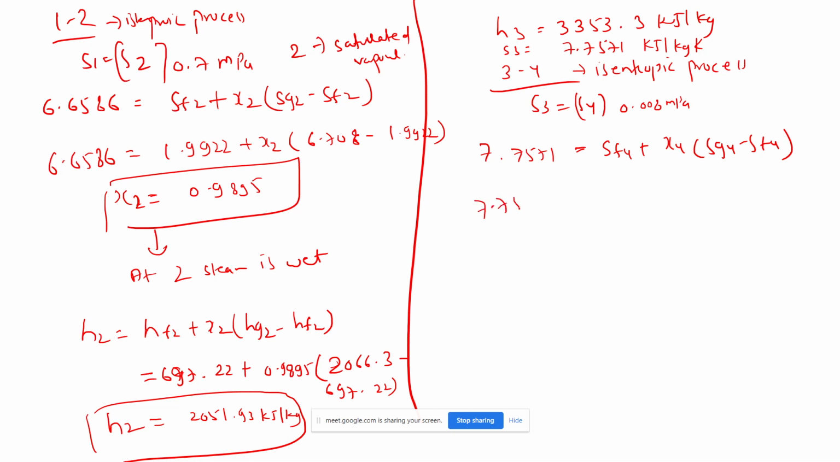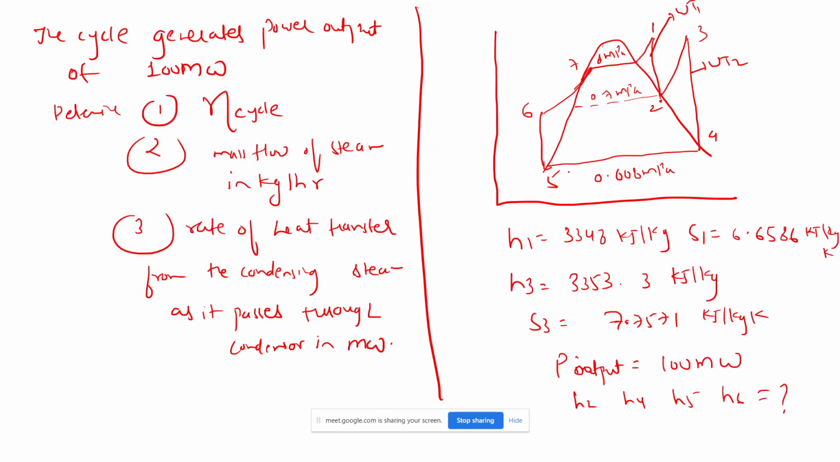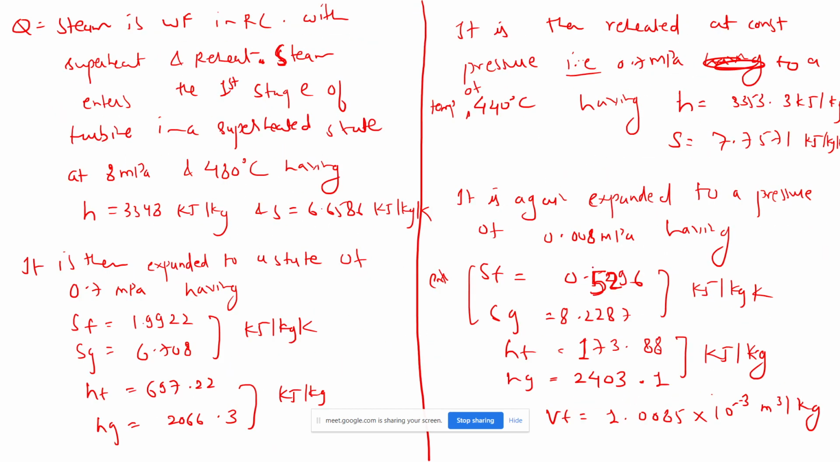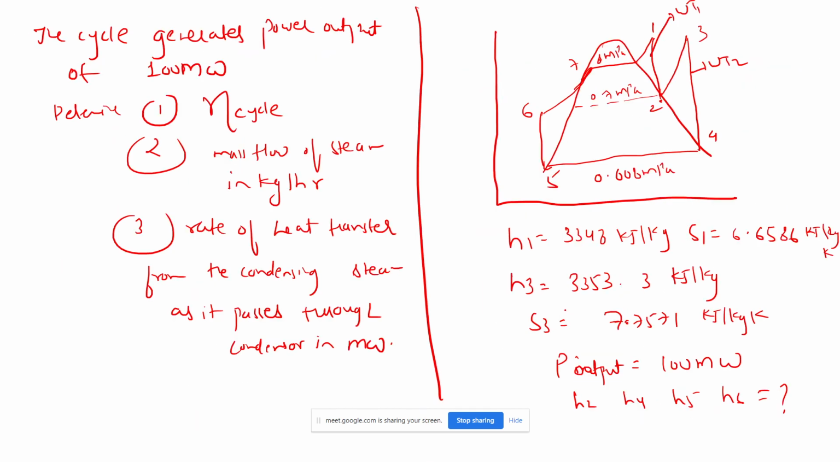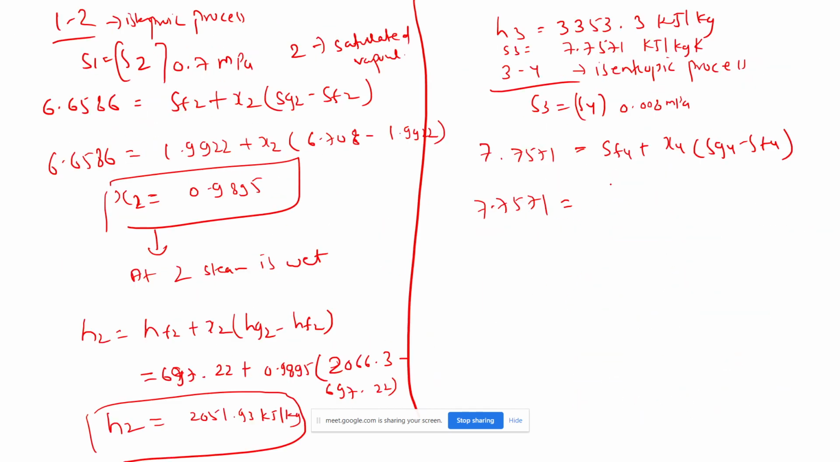So 7.7571, the value of S3, equals Sf4 at a pressure of 0.008 megapascal. These values we take here. So what is the value? 0.5926 plus X4 times (Sg4 minus Sf4). The mass flow rate, will it come as a huge value? First we have to calculate it. We will get it in terms of kilojoule per second, then convert to kilojoule per hour by multiplying with 3600. That I'll tell you later.